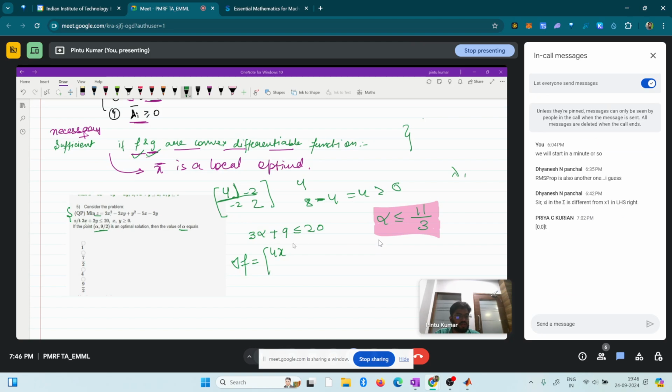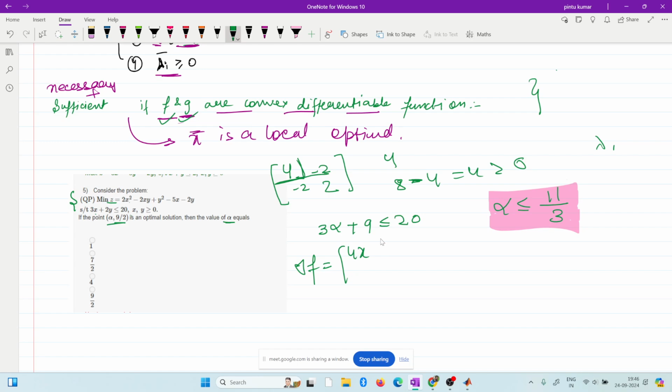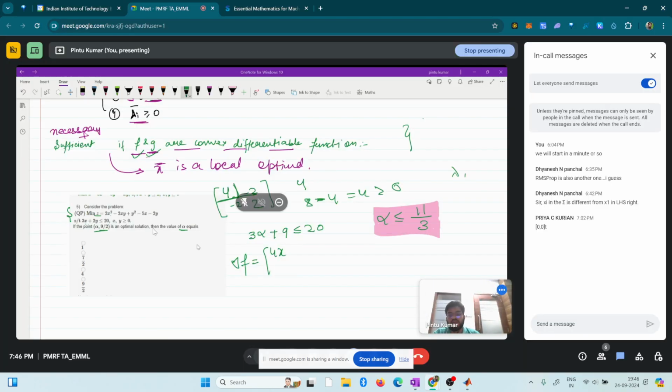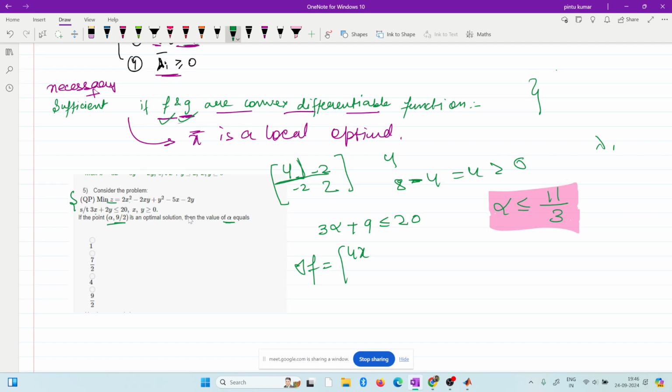Just one doubt. Here, should we consider the other 2 constraints also? No, minus x less than or equal to 0. Yeah, exactly. Yes, 3 constraints. This is minus x less than or equal to 0 and minus y less than or equal to 0. Yes, thank you.